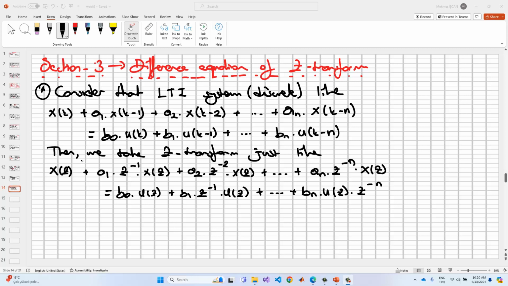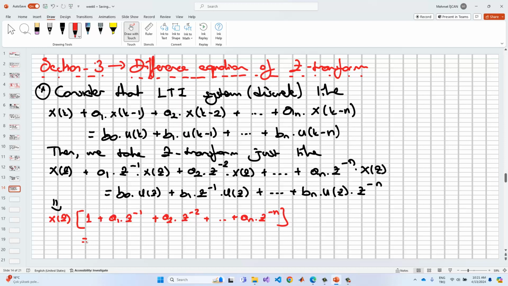In the collected form, we can collect all the terms of X(z) like this: X(z) times (1 plus a1 z^{-1} plus a2 z^{-2} plus ... plus an z^{-n}). And we can also collect the whole term U(z): (b0 plus b1 z^{-1} plus ... plus bn z^{-n}).